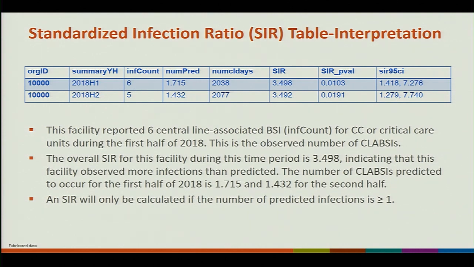The overall SIR for this facility during the time period is 3.498, indicating that the facility observed more infections than what was predicted. The number of CLABSIs predicted to occur for the first half of 2018 was 1.715, and for the second half, 1.432. One important reminder, even though this is not the case, like we've mentioned, if your number predicted is less than 1, then SIR will not be calculated. So let's go on for more information regarding the p-value and the 95% confidence interval.